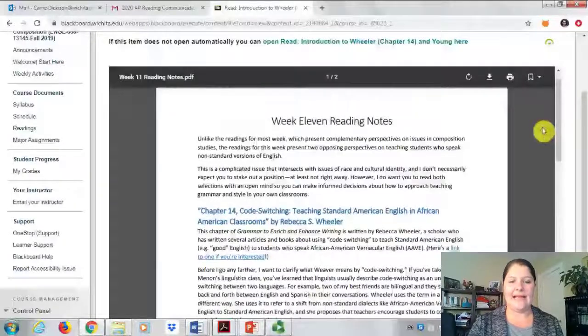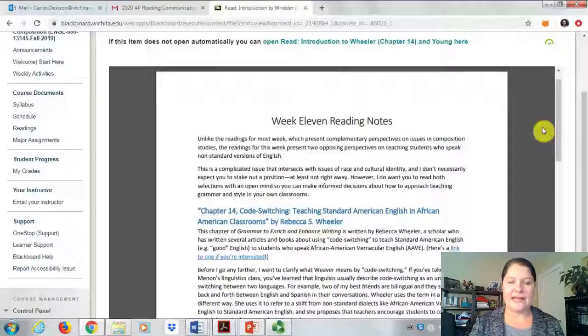And as I say in the reading notes, the readings for this week, unlike the readings in past weeks, instead of complementing one another, actually present two opposing positions on basically how to teach grammar and style to students who speak non-standard versions of English. So this would include versions of English like African American Vernacular English or Spanglish or other non-standard dialects of English.